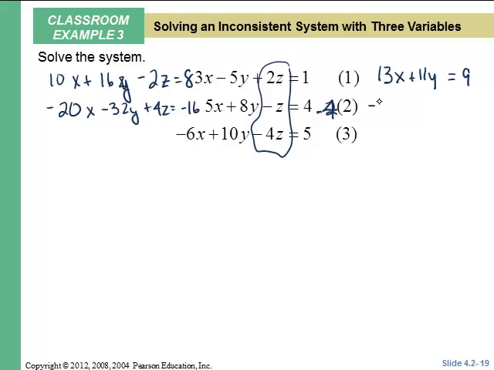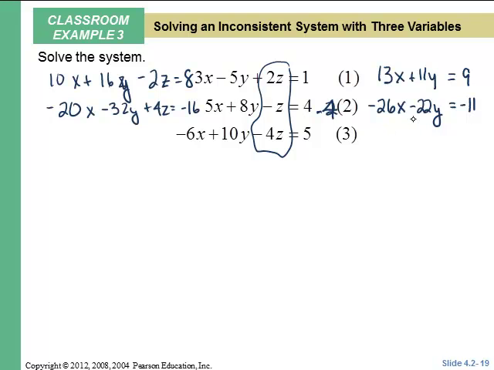You have negative 26x minus 22y equals, let's see, 21. What does that equal? It's negative 16 plus 5, which is negative 11.